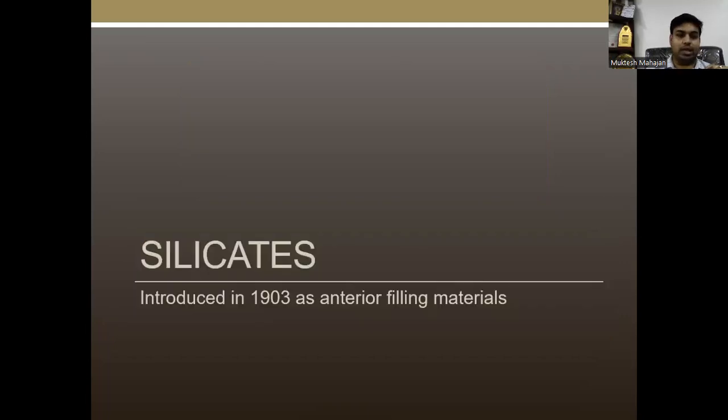Second one is the silicates. Introduced in 1903 as an anterior filling material. This is one of the aesthetic materials, cements, luting cements, filling cements.